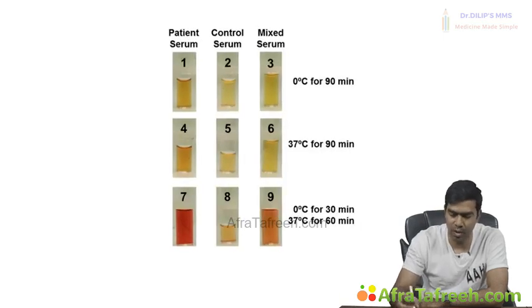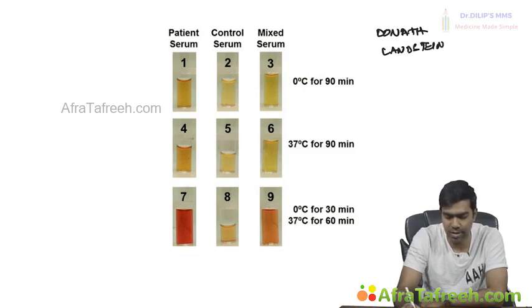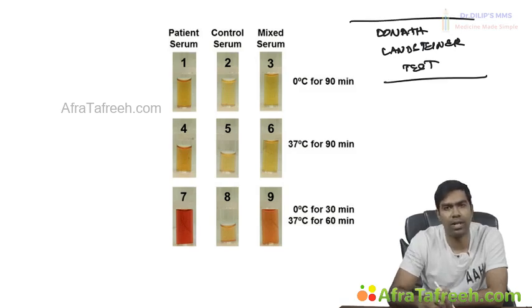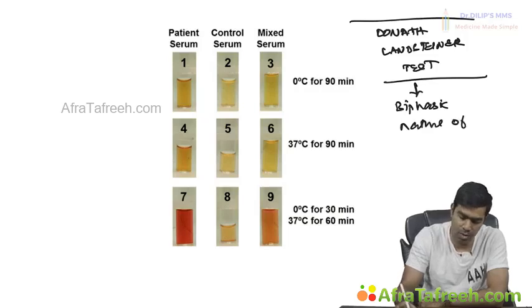Before that, this is what we call the Donath-Landsteiner test. This test is to prove the biphasic nature of the Donath-Landsteiner antibody. So you have to prove that.